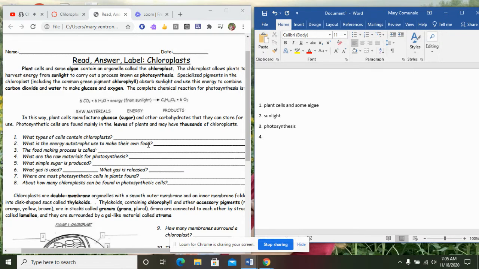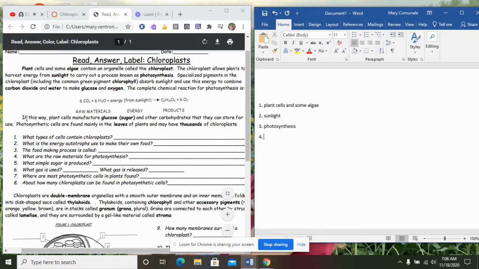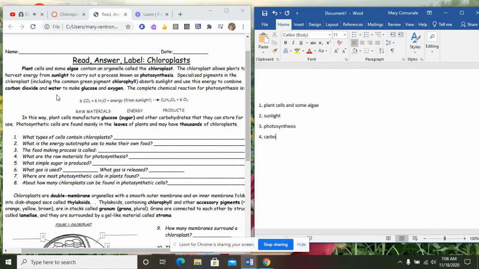What are the raw materials for photosynthesis? Specialized pigments in the chloroplast, including the common green pigment chlorophyll, absorb sunlight and use energy to combine carbon dioxide and water. So we're going to use carbon dioxide and water. Make glucose and oxygen. So what is the simple sugar produced there? It's glucose. It's a simple sugar.